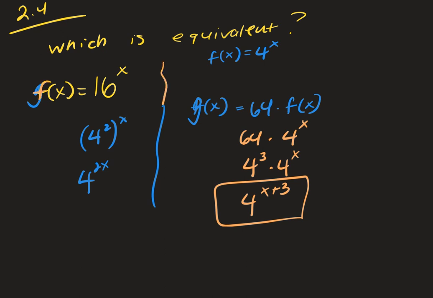So those are two different. One we did with the vertical stretch, which is the same thing as a horizontal shift. And one we did with a horizontal compression, which is the same thing as a vertical stretch. Sorry.